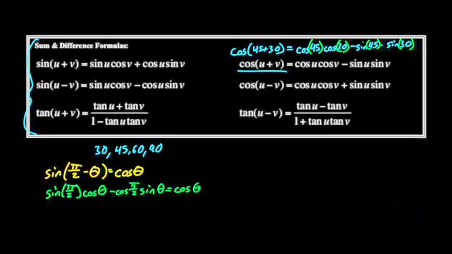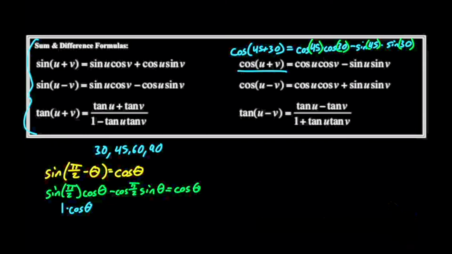And here's why. Some of these we can't do anything with, like cosine of theta and sine of theta. We can't evaluate those. But sine of pi over 2, I can evaluate. On the unit circle, pi over 2 is up here, and the sine value is the y value, so this is the point 0, 1. That means sine of pi over 2 is 1, so this term is just 1 times cosine of theta.